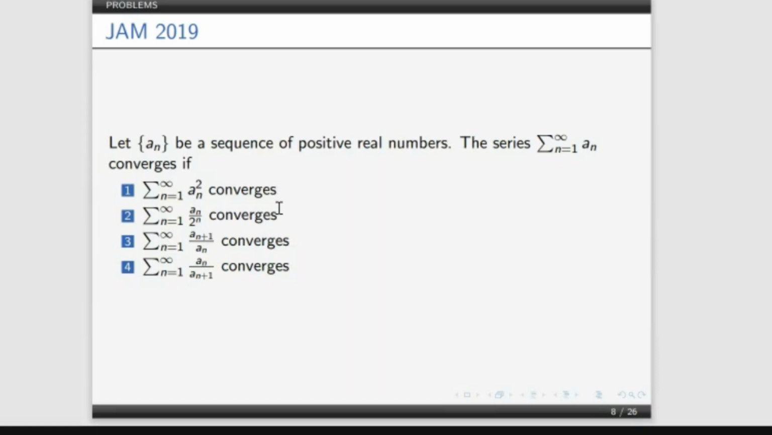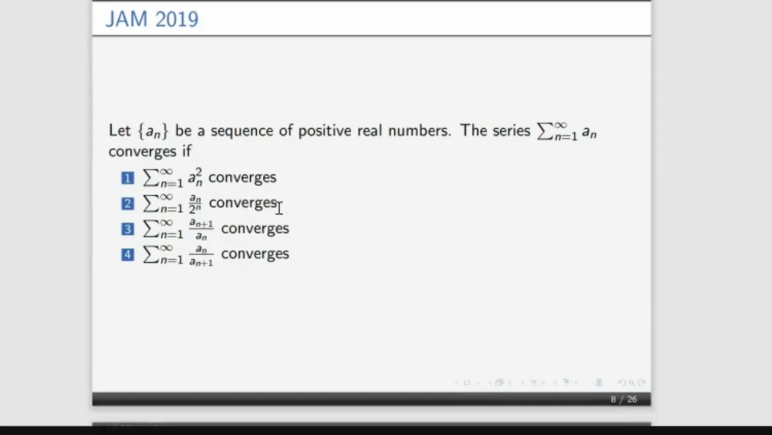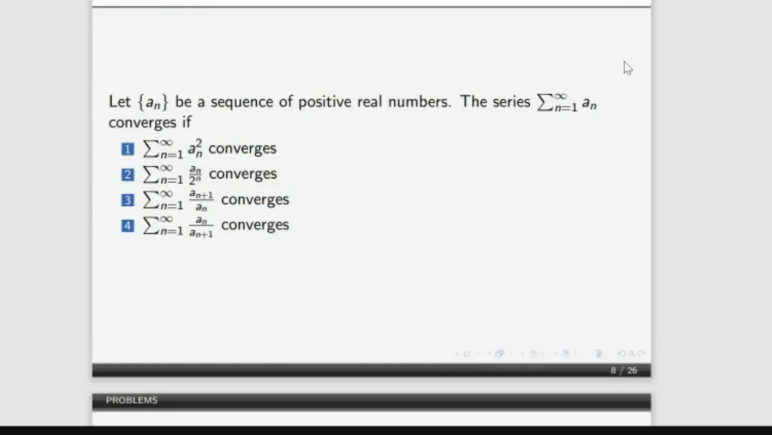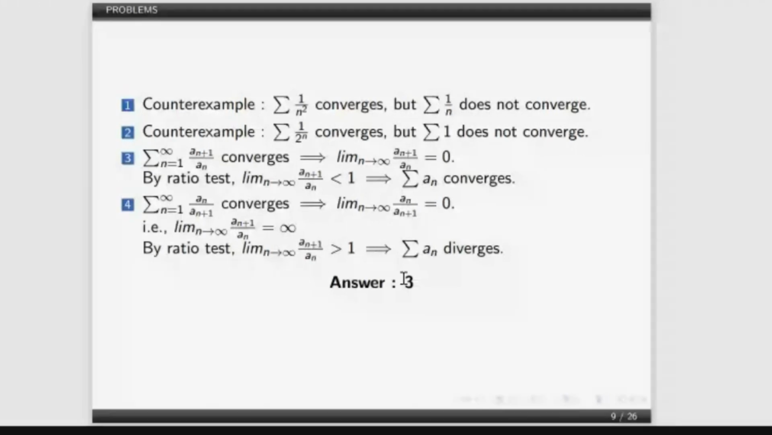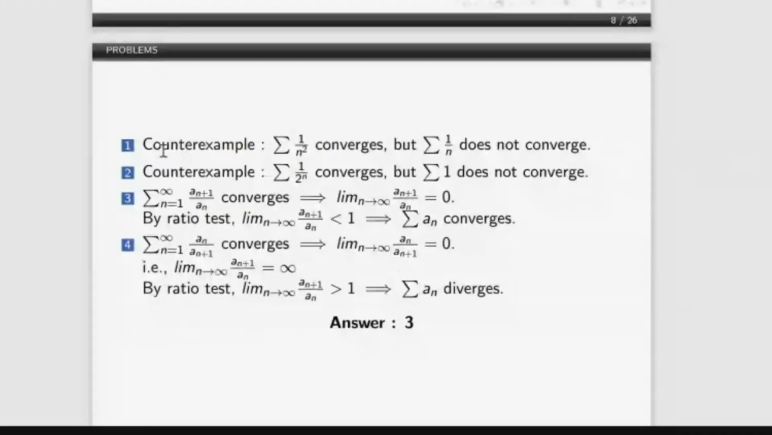I guess we can slowly move to the answer, right? So here, the question needs to be clear. That is, convergence of which series implies convergence of an? That is the question. When we read it for the first time, it is easy to get confused that the convergence of the series implies which of the following? That is the wrong way, right? So here we take the answer, option 3 itself.